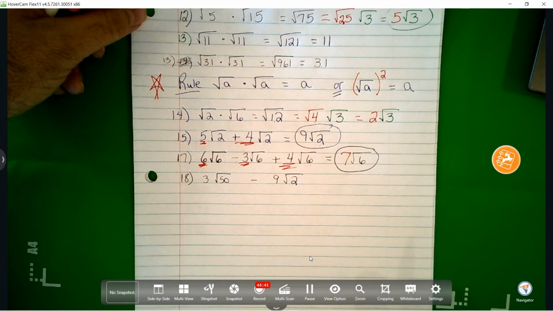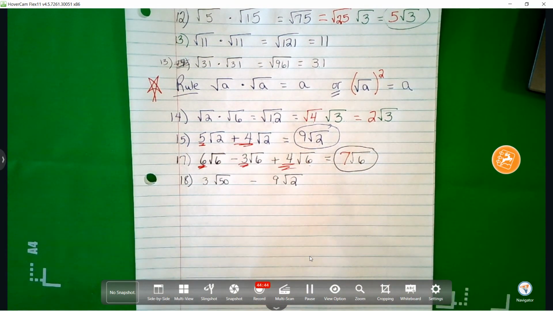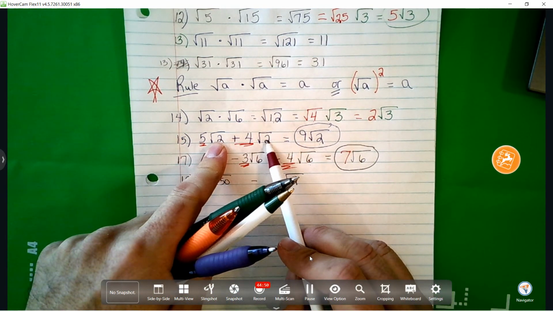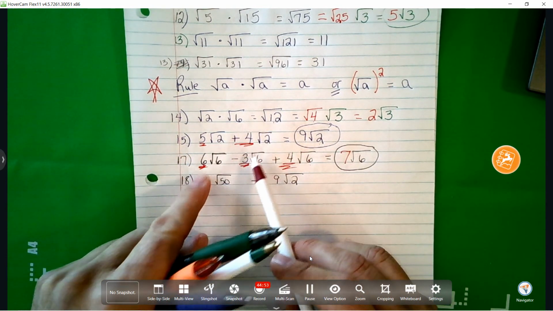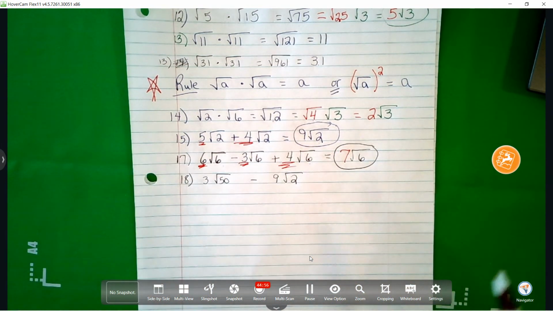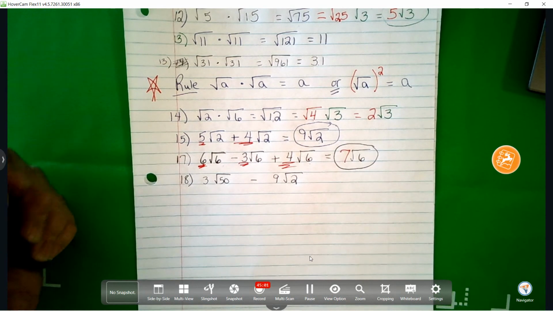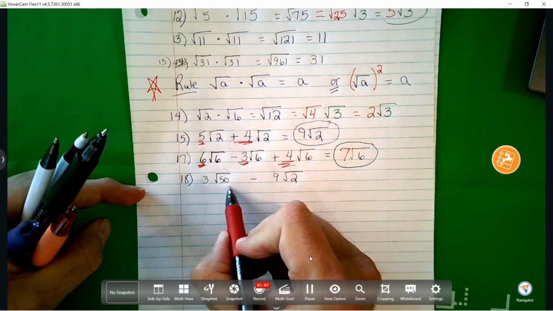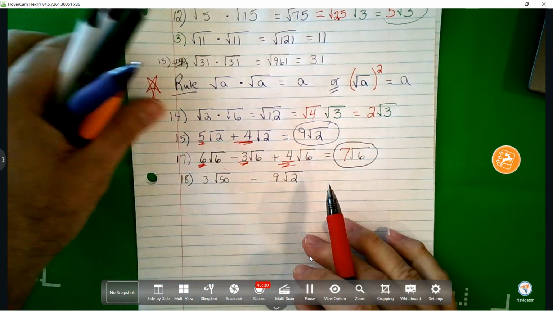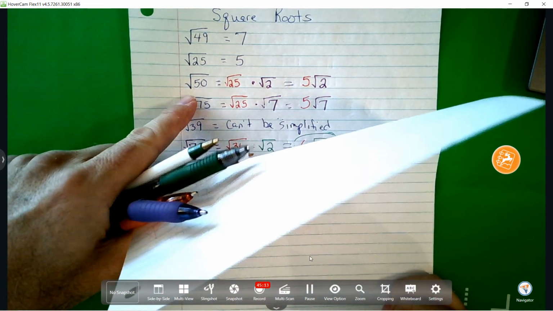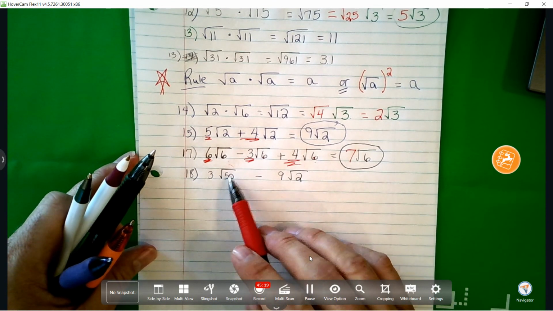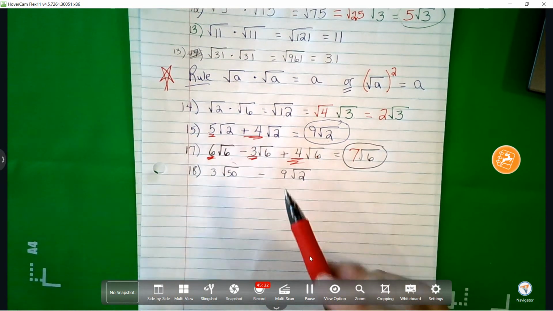Well, in order for us to combine these, we need the same number under the square root symbols. Here we had 2 and 2, and here all of them are 6s. So the natural question is, could we somehow rewrite these square roots so we have the same number under the square root symbol? And the answer is yes. We know how to simplify the square root of 50. That's what we were doing over here. So I'm going to simplify the square root of 50, and hopefully I'll wind up with a 2 under the square root symbol.